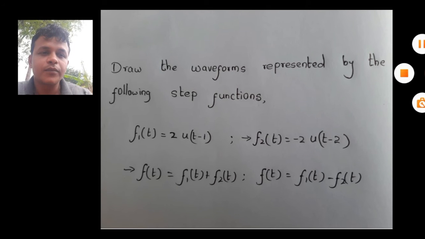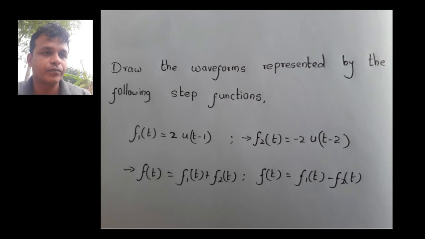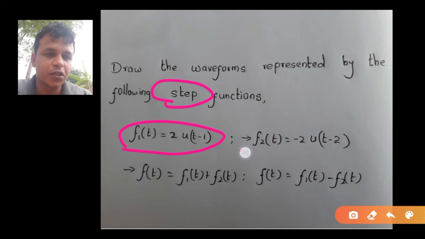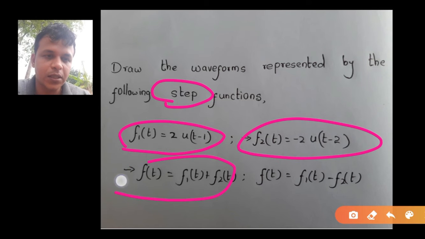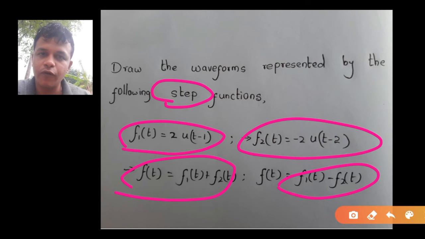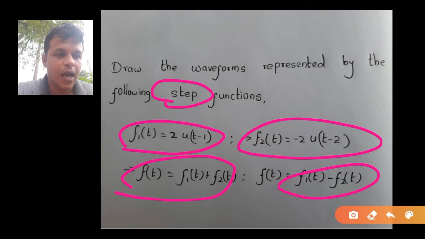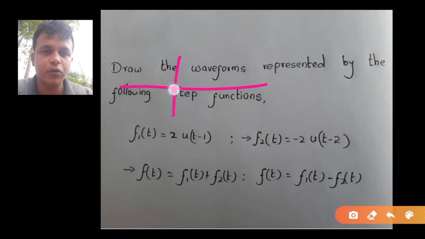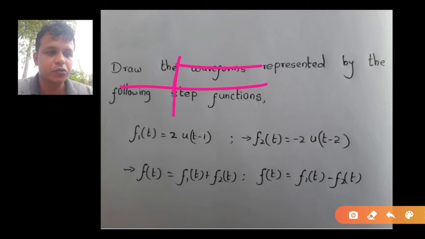A step function is given, and we have to perform signal manipulation on this step signal. We have to draw 4 waveforms. That is the question asked here. We know what is meant by a step signal: for t less than 0 there is no amplitude, and for t greater than or equal to 0 the amplitude is 1. This is the unit step signal.